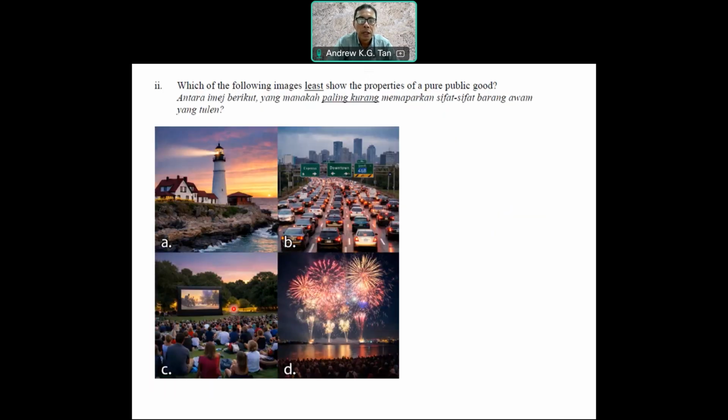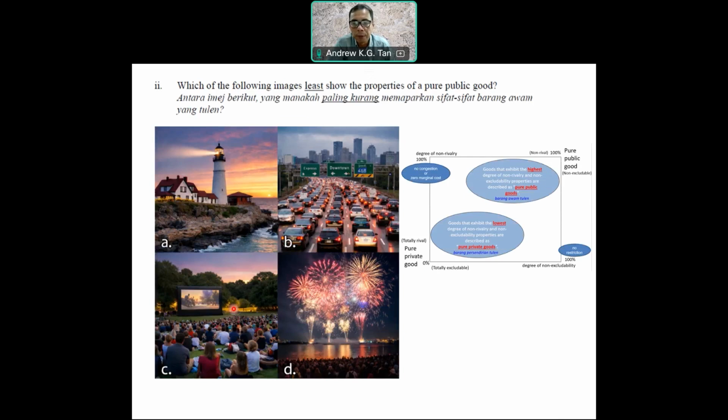Number 2, which of the following images lists show the properties of a pure public good? Yang manakah image tersebut yang paling kurang memaparkan sifat-sifat barangan awam tulen? So we know from our discussion in class, for barang awam tulen, it has to be 100% non-rival, 100% non-excludable.